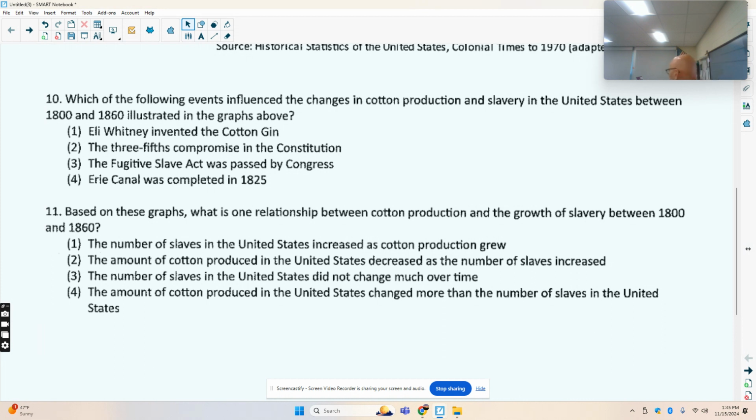The only answer choice that could remotely be considered a possible answer choice is probably 4. The amount of cotton produced in the U.S. changed. Yes, it changed. It doesn't say up or down. But according to the chart, cotton went way up. Clearly, the amount of cotton produced in the United States does not decrease. This is why reading the question is vitally important.